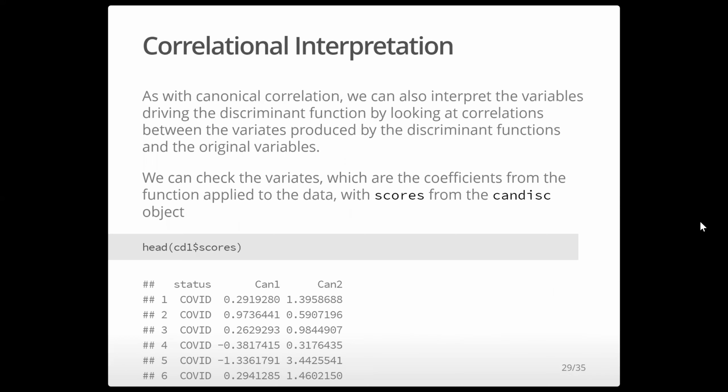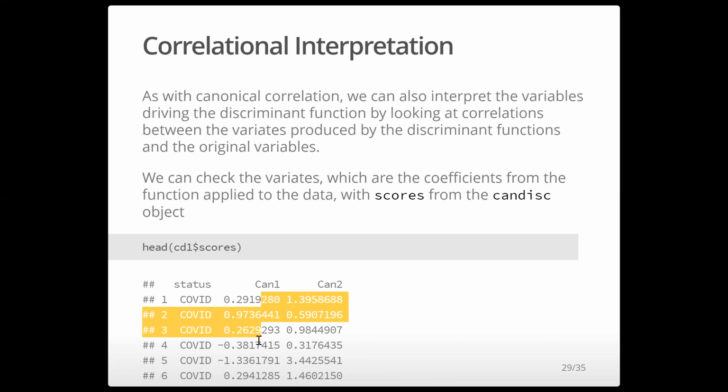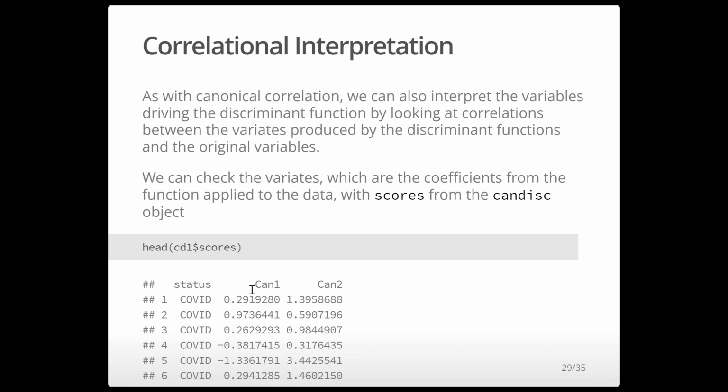So another thing we can do is we can look at the correlations between the results of the discriminant functions and the original variables, and this is another way to evaluate how highly correlated each variable is with the discriminant functions. And so here the scores are the results of the discriminant function. So this is what would happen if you multiplied the 2 coefficients by the 2 variables for each observation. So that's the first canonical discriminant function, and then we have the second one, which would be the second function.